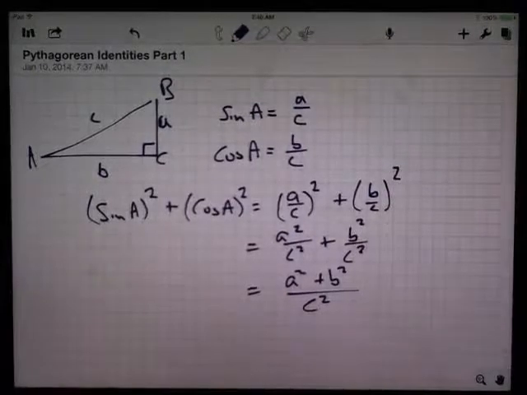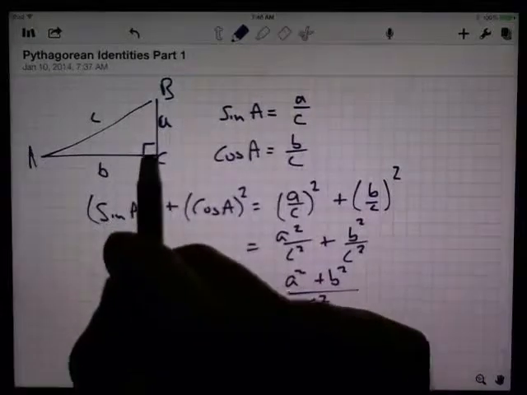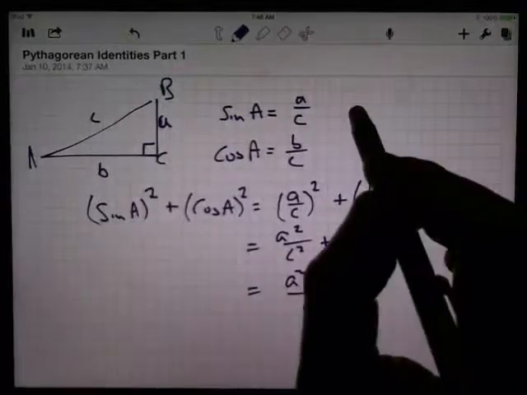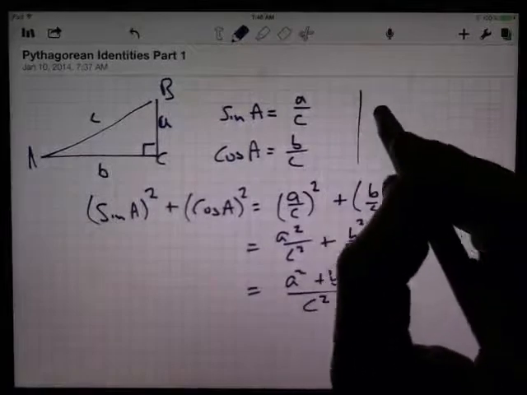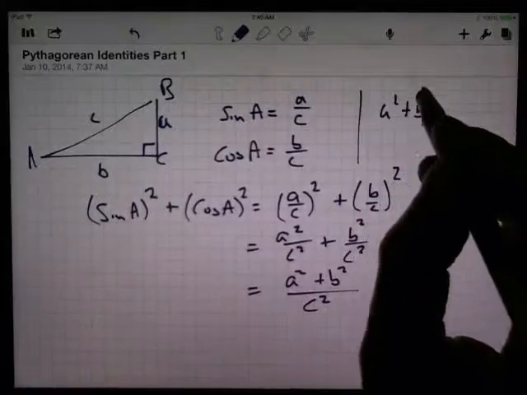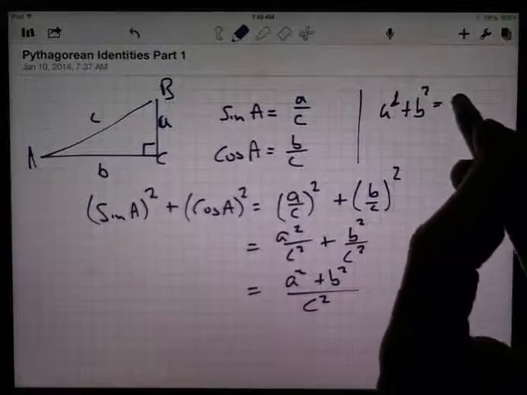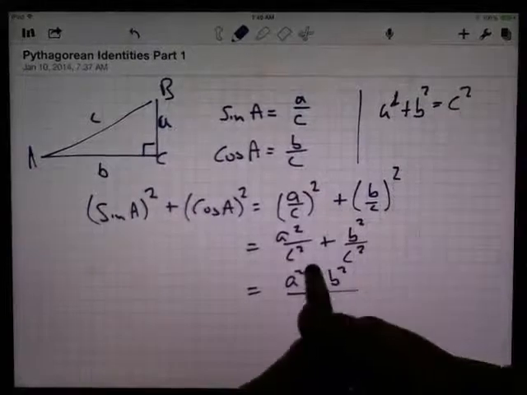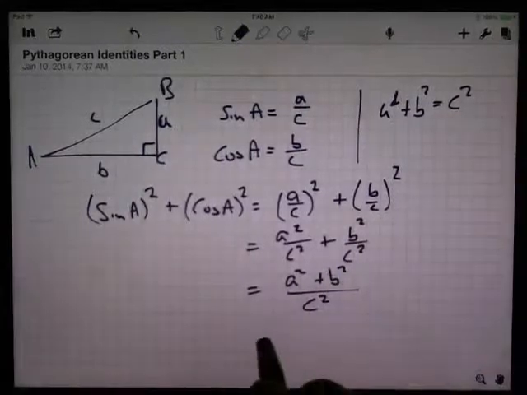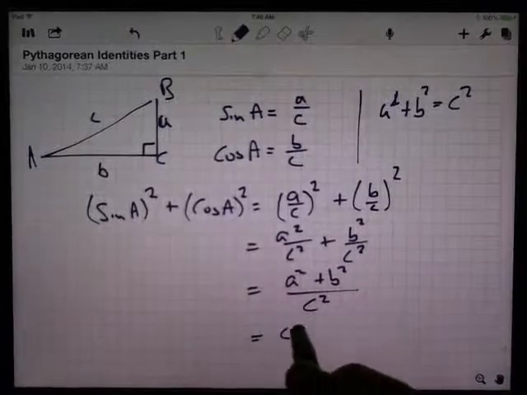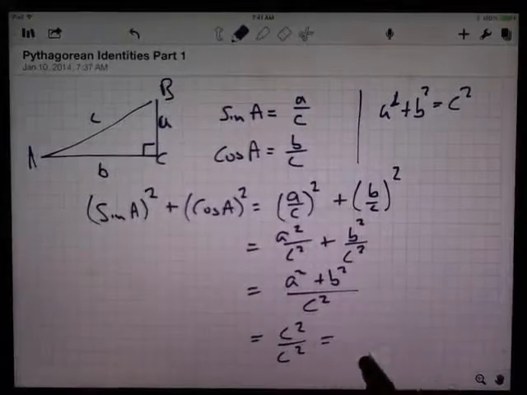And you might think I'm done here, but there is a relationship in this triangle between a, b, and c. Because it's a right triangle, I happen to know that a squared plus b squared is equal to c squared. So this numerator here is the same as c squared. So this fraction becomes c squared over c squared, which equals 1.